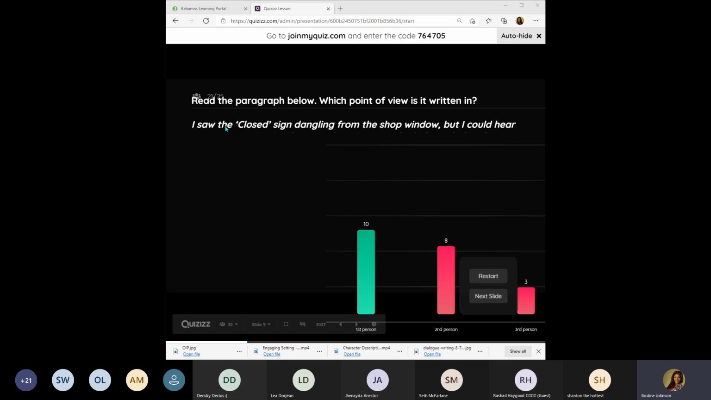How do we know that this is written in the first person perspective, guys? Hold on, Seth. It has I in it. It says I. It says I. That's the easiest way. Okay, Seth, what's the issue? And Shanton, what's the problem? Oh, sorry, Seth, what's the problem?